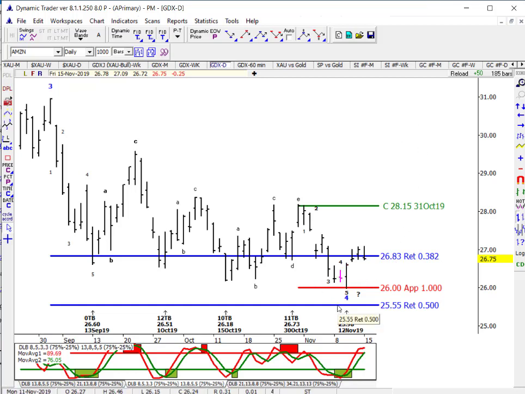I could be dead wrong, but the technical part of it is telling me that it's worth taking a trade now, and it's the type of thing I've been waiting for several weeks.